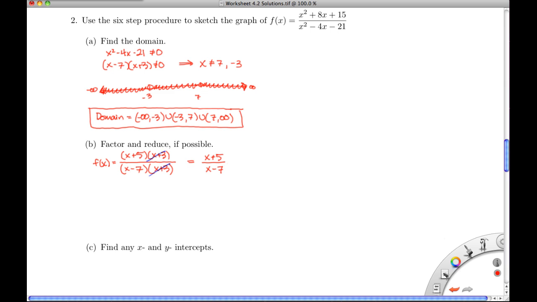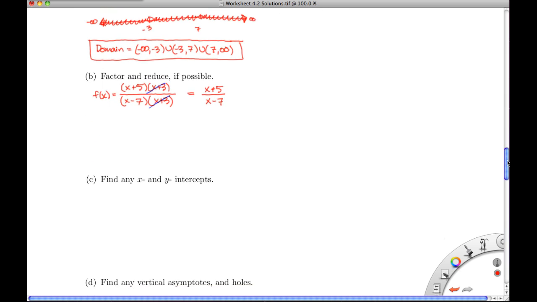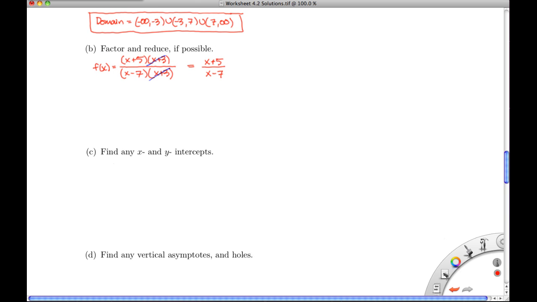Now this will be our simplified function, which we're going to use extensively, but we don't want to lose sight of the fact that we had that common factor. That'll be coming into play in a little bit here. But for now, this is our simplified rational function. Okay, so part C, we want to find any x or y intercepts. If you remember from last time, the x-intercept we get by taking the simplified numerator, in this case x plus 5, setting it equal to 0 and solving for x. So what we get is x equals -5.